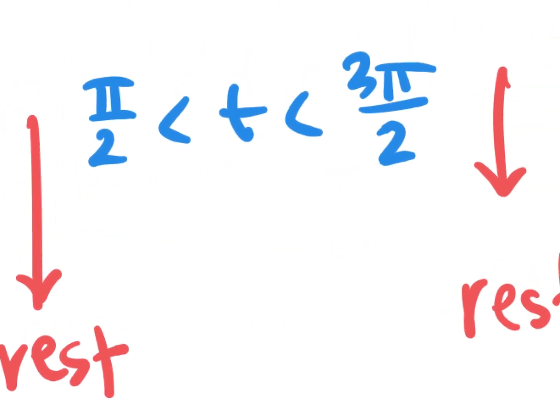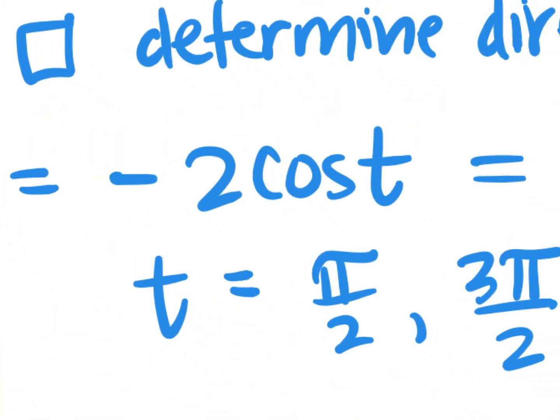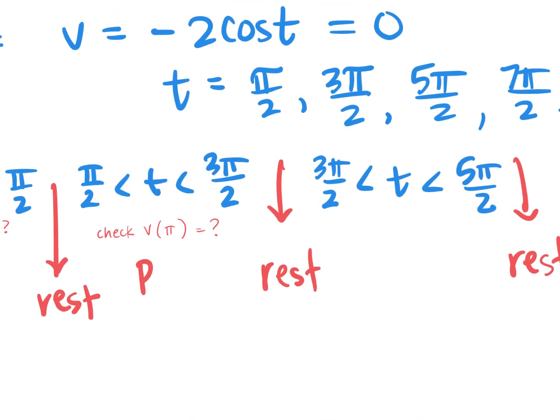Move to the next one. Just pick a random value that's somewhere in that interval. What's the most obvious one to check? Pi over 2, I'm already at rest, so I can't check pi over 2. Pi. So check pi. My velocity is -2 cos t. If I put pi in there, the cosine of pi is -1. Multiplied by the -2, that's going to be a positive value. So that means in that entire interval, I'll have positive motion.